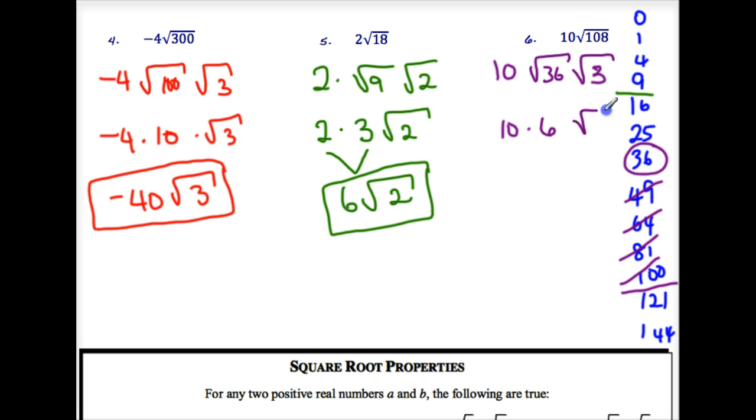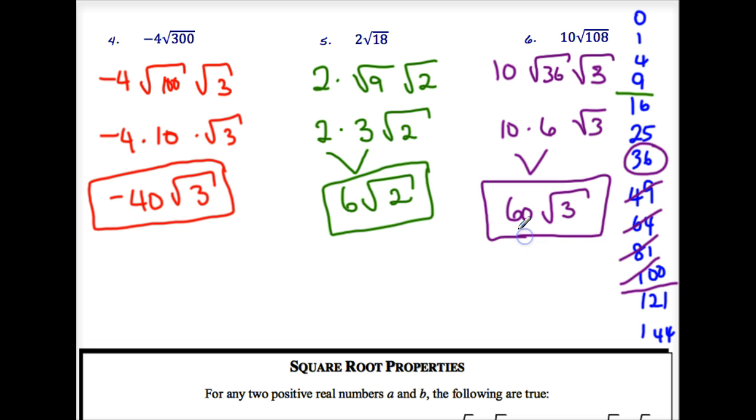And then here, this becomes 3. 10 times 6 is 60. And then just keep it as your radical 3. And that's my final answer. So the most important thing when you're simplifying radicals is writing this out and starting at your number.